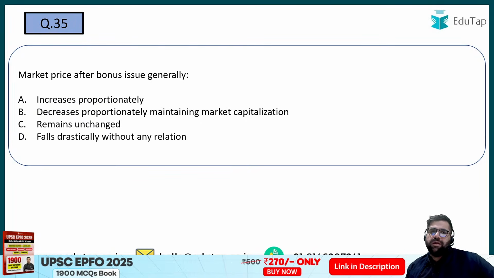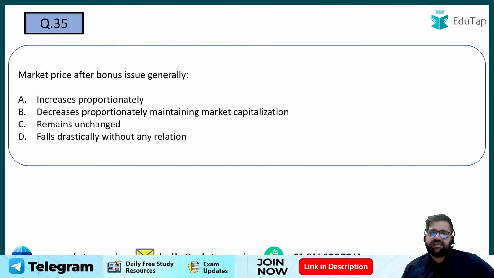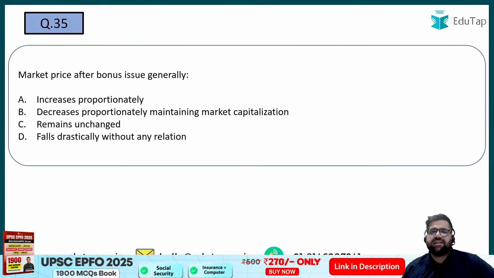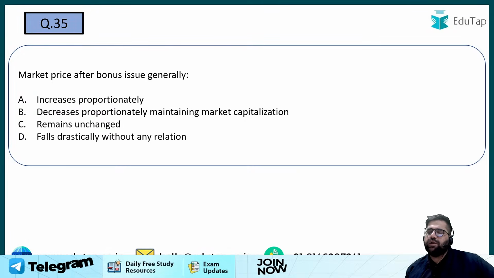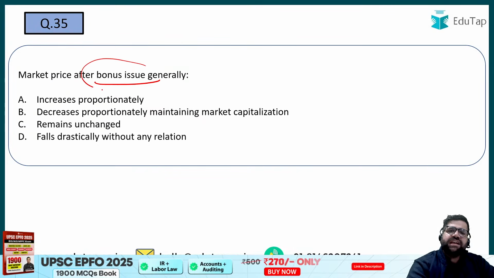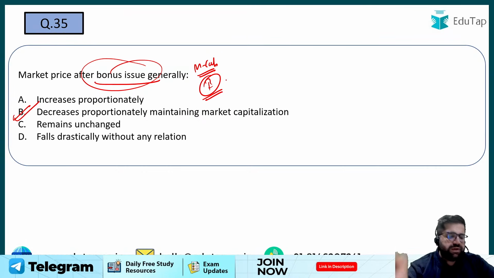Question number 35. Market price after bonus issue generally happens to be what? Market price after bonus issue generally increases, decreases, remains unchanged, or falls drastically without any relation. Please tell me. What will be the correct answer over here? Yes, if you see market price after bonus issue, it will adjust because your market cap will remain the same, right? So your market price will definitely decrease. Again, the answer is option number B only.